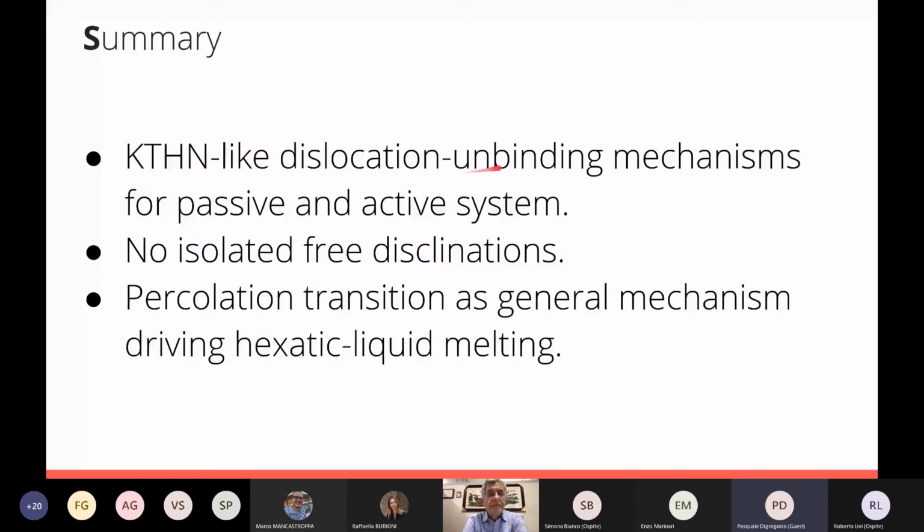So first of all, we found that dislocation unbinding is a general mechanism for the solid-hexatic phase transition, not only for the passive system as predicted from the Kosterlitz-Thouless theory, but also for the active system. So it's truly related to this kind of phase transition. Instead, for the disclinations, we don't observe any unbinding process, like the one predicted by the theory.